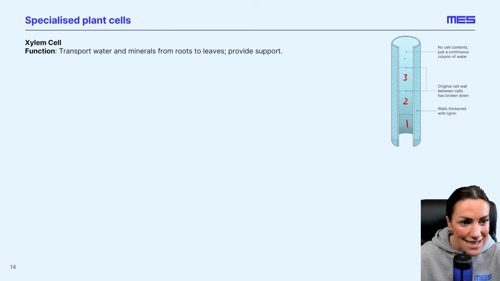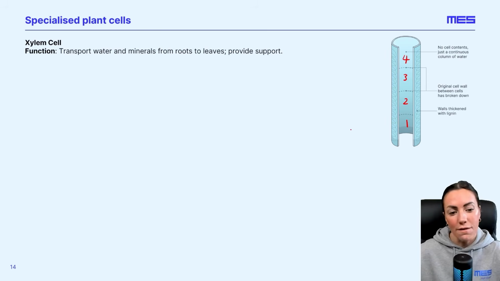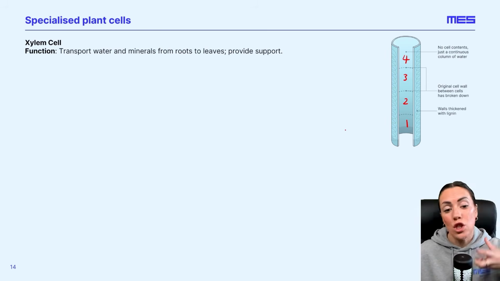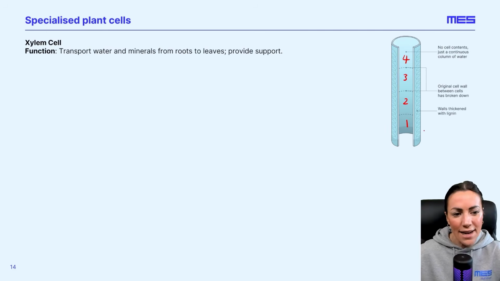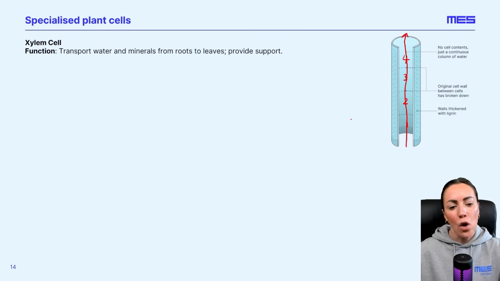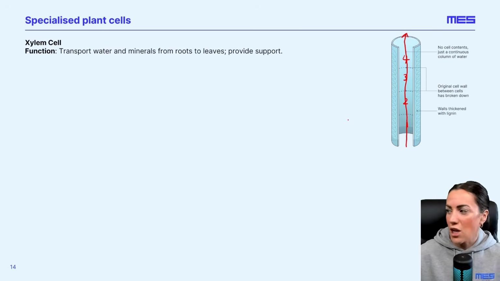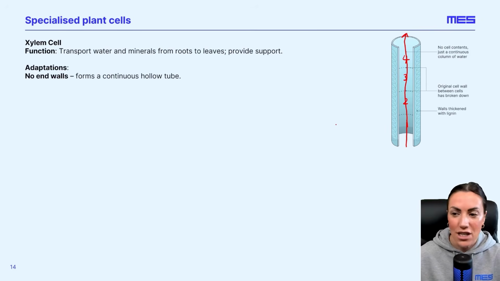They kind of stack on top of each other to form this tube or this vessel, xylem vessel. And you can imagine, can't you, that within those cells or within that xylem vessel, you've got water moving up. It's always going to go up from the roots to the leaves. And as well as water, you will have mineral ions being transported. Let's go through the adaptations.